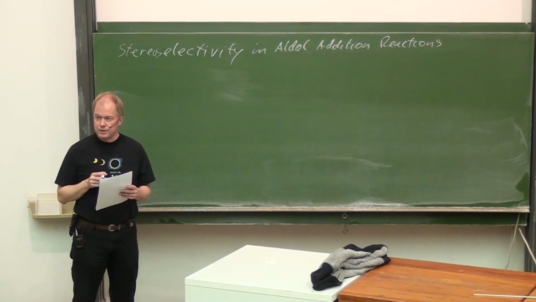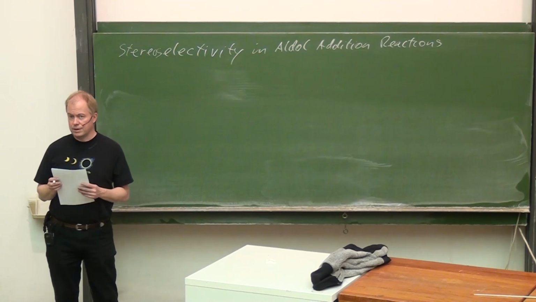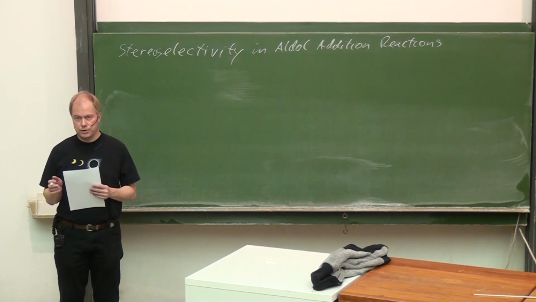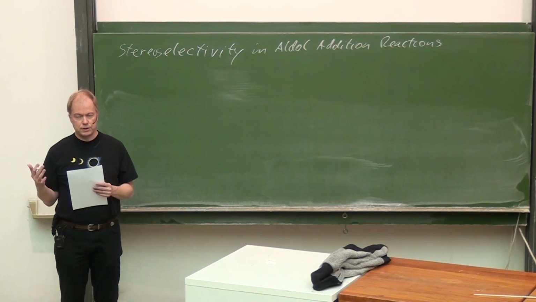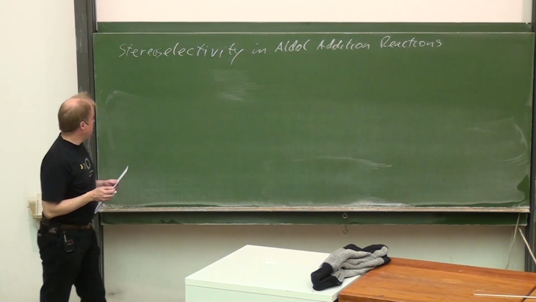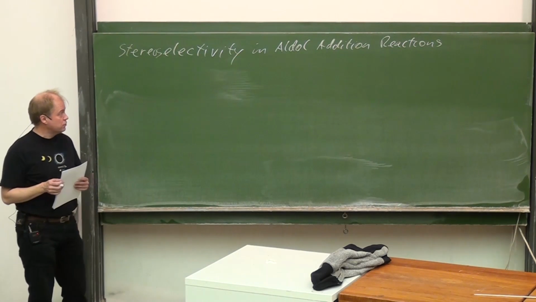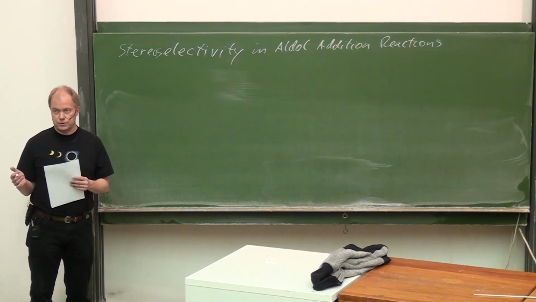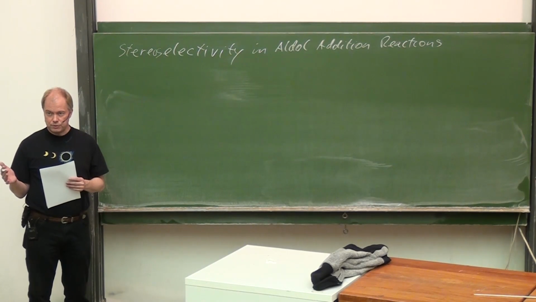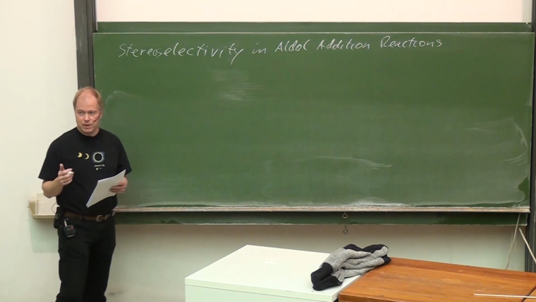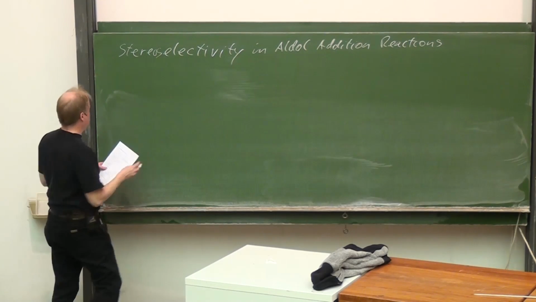So, welcome to lesson 11. In the preceding lesson, we learned that the Ireland-Claisen rearrangement proceeds via a six-membered aromatic transition state, which explains the stereoselectivity we have observed. Today's subject is stereoselectivity in Aldol addition reactions, and we will see that the stereoselectivity also in this case is explained by six-membered aromatic transition states. In this case, these are called Zimmerman-Traxler transition states.